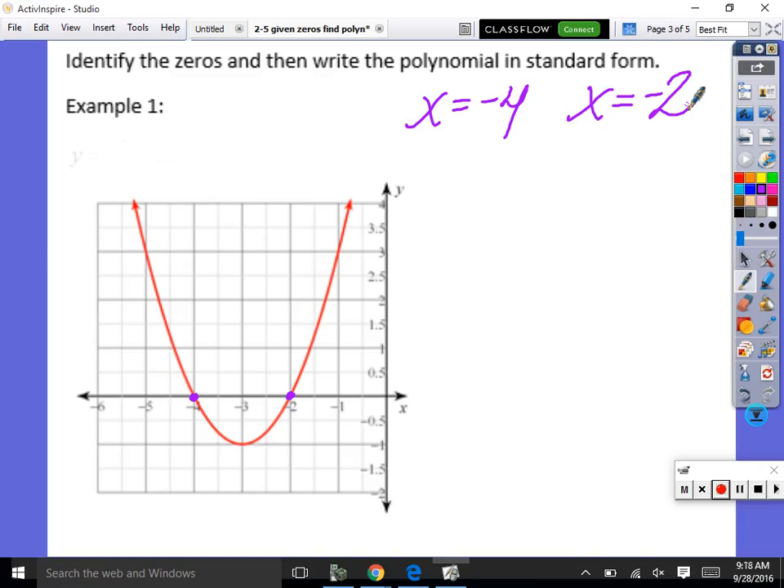Oh, I gave you the answer, I think, on accident. That's okay, because yours won't have the answer there. But that's okay, we'll keep going through this.